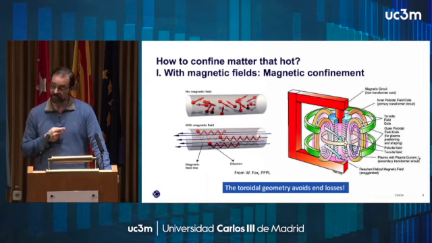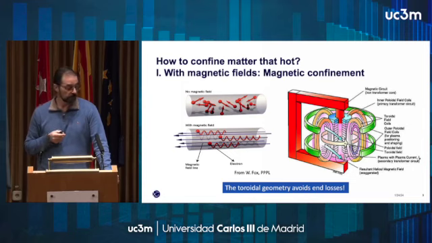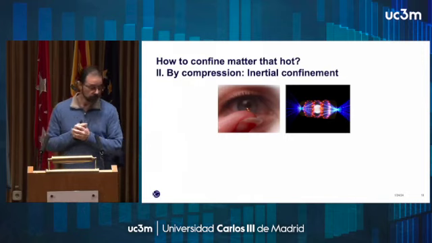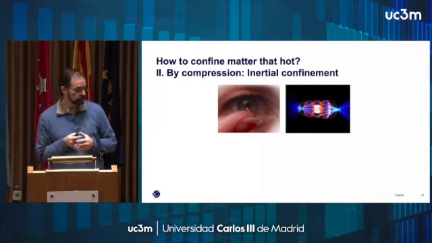It's not as easy as this. Turns out when you do that, the plasma still features collective effects, instabilities, and a number of other things that can ruin your confinement, but that's the principle of it. Or you can compress it. That's the other option, and that's what inertial confinement does.